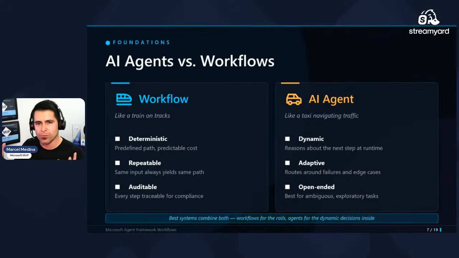But as soon as you combine them together, that's when you're bringing a deterministic approach. The best systems combine both: workflows for the rails, agents for dynamic decisions inside. So just to bring that as part of the initial why we have workflows: to bring a specific behavior to our agents.